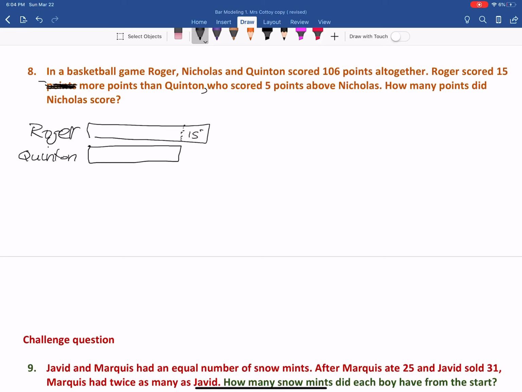Thank you. Good. So Roger has 15 more than Quinton, as we can see in the diagram here. So let's continue. Quinton, who scored 5 points above Nicholas. This "who" here is still talking about Quinton. So that means Quinton scored 5 more than Nicholas. Alright? Had it not been for this 5 here, Quinton and Nicholas would have had the same amount, or the same number of points.